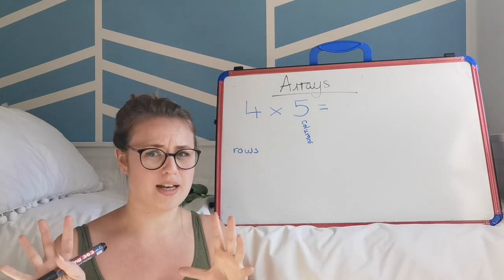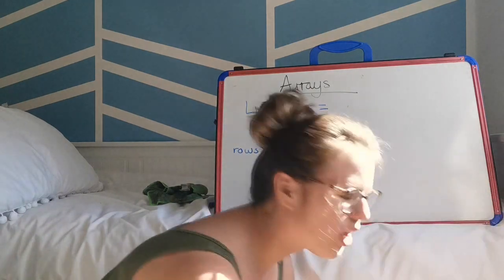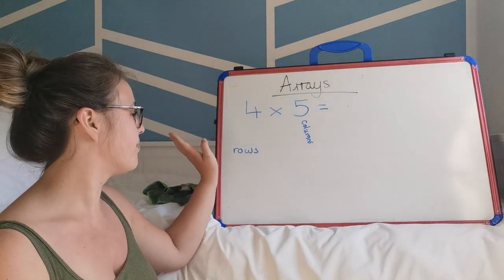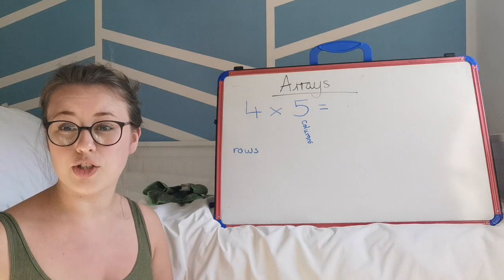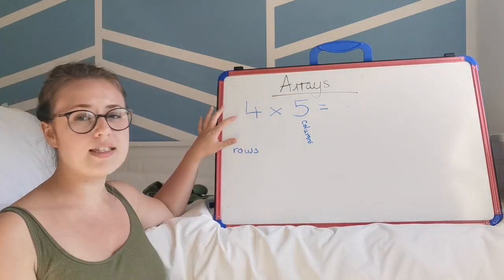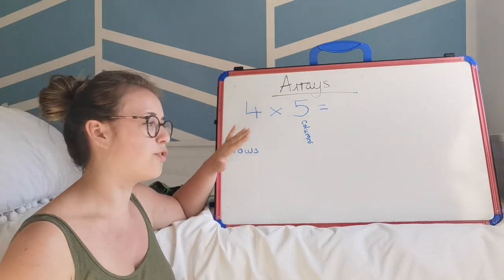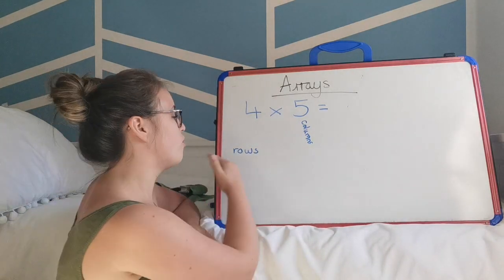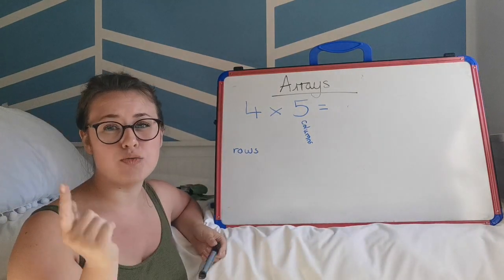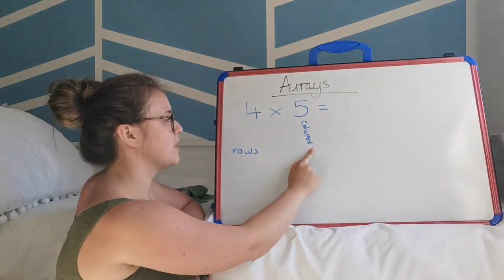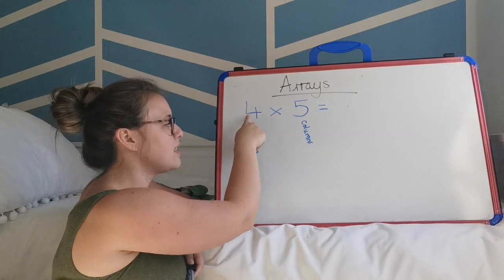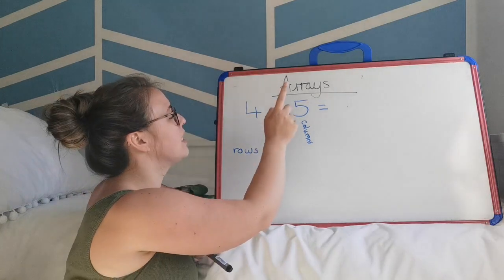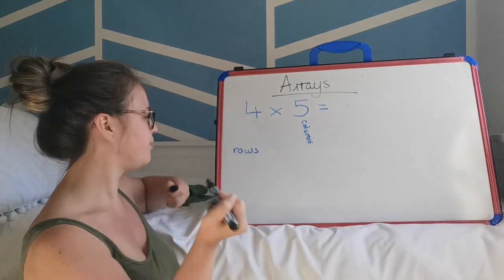It all sounds very confusing, I'll explain. So, all arrays have rows and columns, and they're usually done in dots. So if I was going to read this number problem, I'd read it as 4 lots of 5. So I need to make sure that I've got the correct amount of rows, and then in each row I have the correct number of columns. So I always say the first number is your rows, and the second number is your columns.